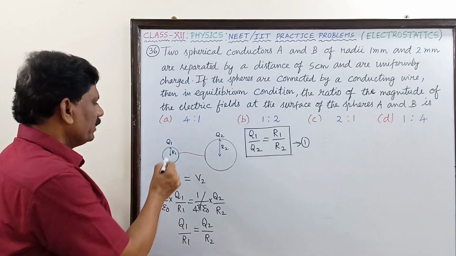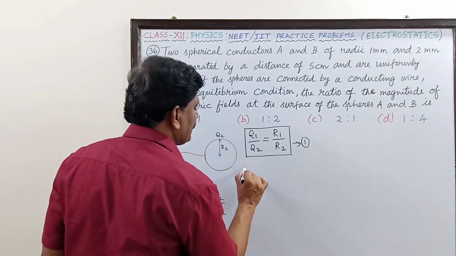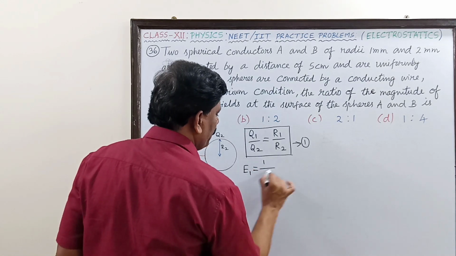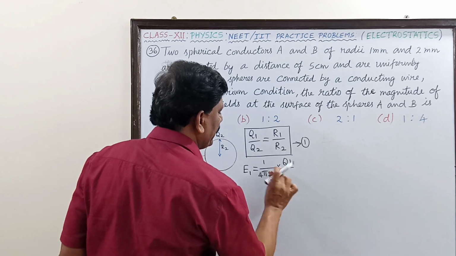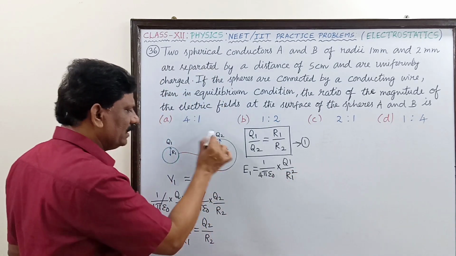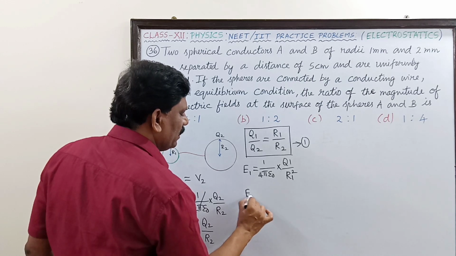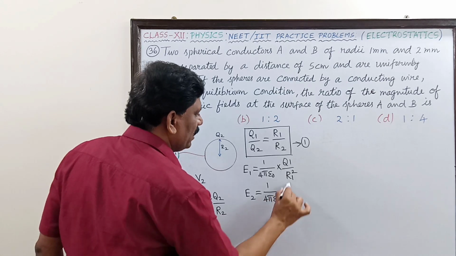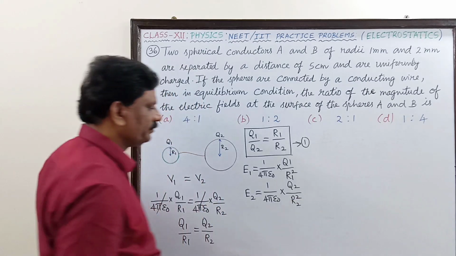So what is the electric field at any point on the outer surface of the first sphere? Let us say that is E1. So E1 is equal to 1 by 4 pi epsilon naught into Q1 divided by R1 square. This is the electric field on the first sphere. Similarly, the electric field on the outer surface of the second sphere, E2, is equal to 1 by 4 pi epsilon naught into Q2 divided by R2 square.